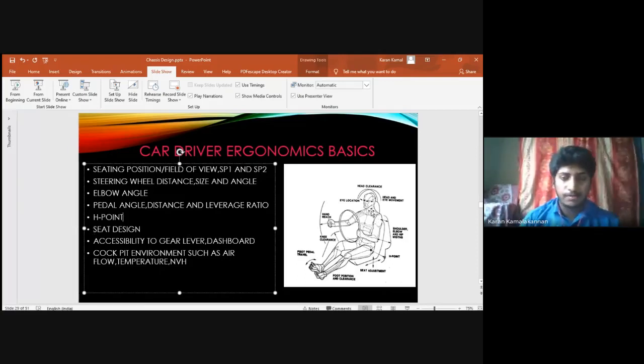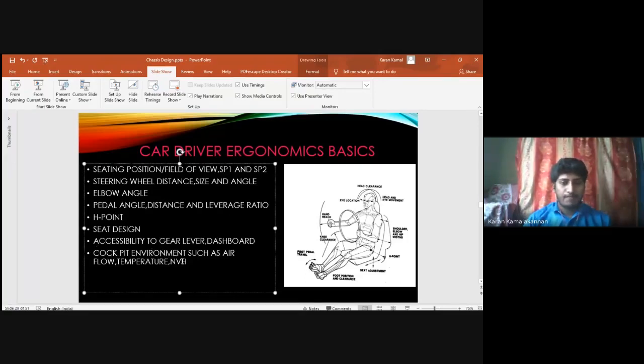And the seat design is also very important to give a good backrest and headrest, okay. And accessibility to other components without stretching out much, like a gear lever, dashboard components, switches, and other things. And yeah, also the cockpit environment is important.